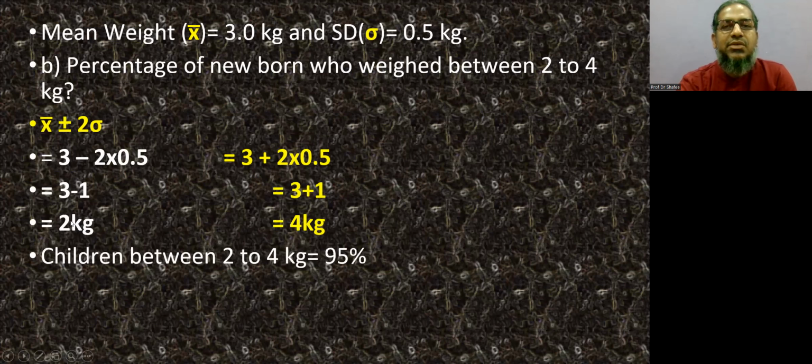So this is the lower limit for normality. Then 3 plus 2 into 0.5 standard deviation, that comes to 3 plus 1, that is 4 kg. So the range of normality in this case is 2 to 4 kg, meaning 95% of the children will fall in this range. So the percentage of children born with birth weight between 2 to 4 kg will be 95%.